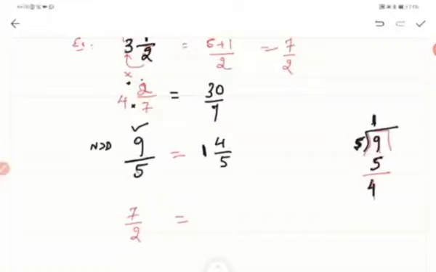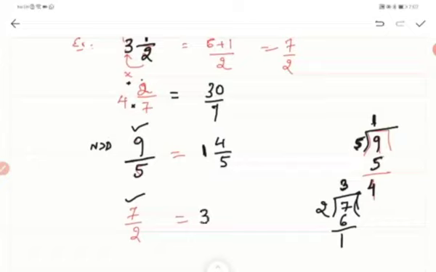So let's do one more problem. This is your 7 by 2, which is an improper fraction. I will divide this 7 by 2. So how much will you get? 2 3s are 6, 1 will be the remainder. So how will you write the mixed fraction now? You need to take the whole. This is the quotient, you'll take this as the answer. Quotient, remainder by your divisor.